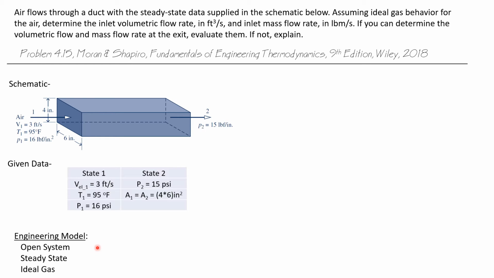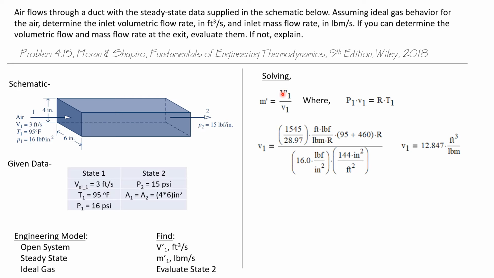We'll model this as an open system operating at steady state, and we'll consider the air to be an ideal gas. We want to find the volumetric flow rate at the entrance in cubic feet per second, also the mass flow rate at the entrance in pounds mass per second, and then we want to find the same values at the exit if we can. So let's solve this problem.